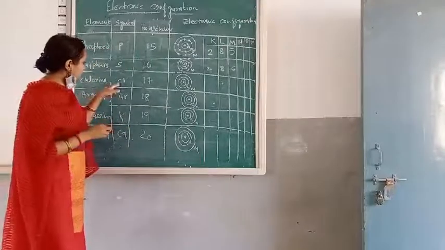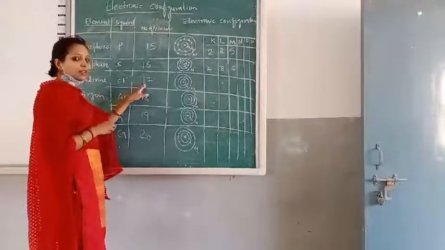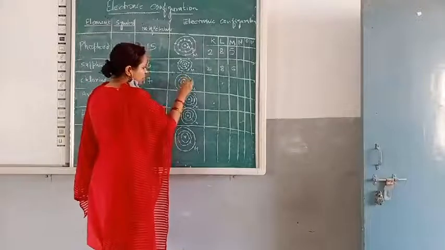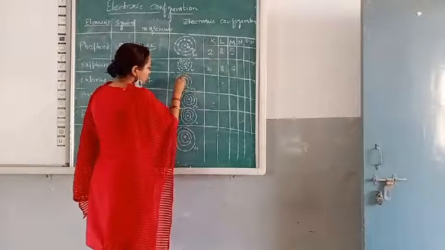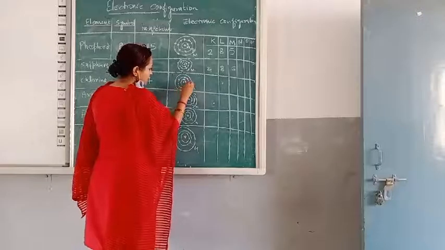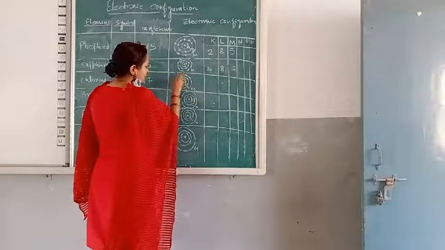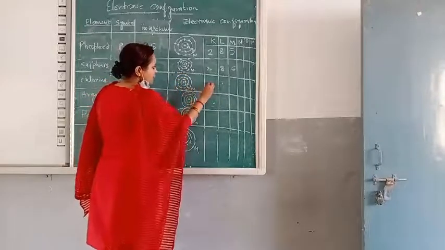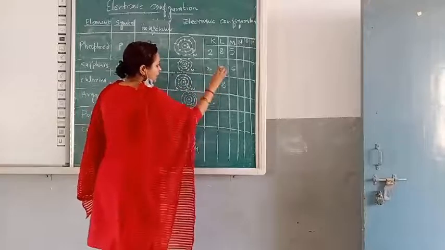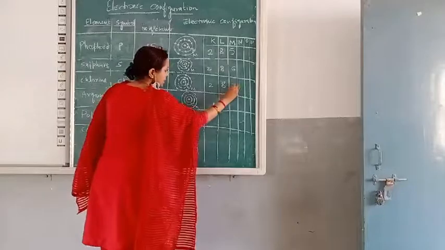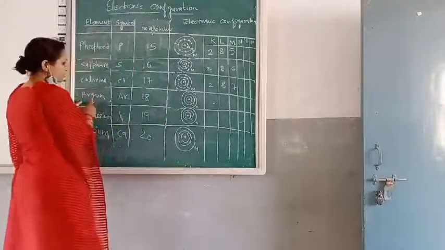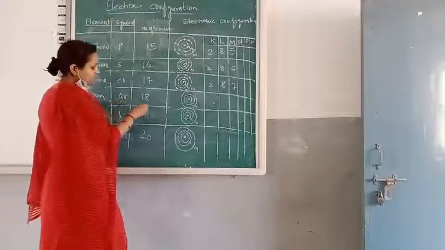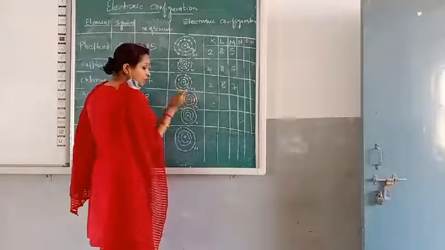Chlorine, its symbol is Cl, and there are 17 electrons present in an atom of chlorine. Here also you can do the same thing. In K you have 2 electrons, then 8 electrons in L, and the rest 7 electrons, 1, 2, 3, 4, 5, 6, 7, in the M shell. So the electronic configuration will be 2 in K, 8 in L and 7 in M. Now argon: as you can see, there are 18 electrons present in it. The symbol is Ar, and here you can see the M shell is getting completely filled.